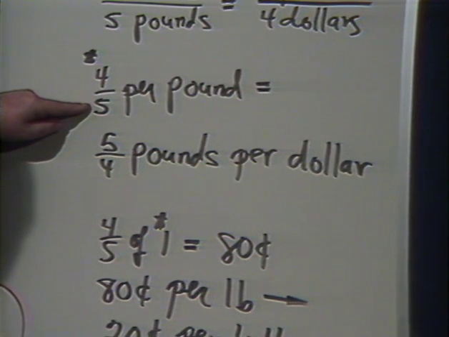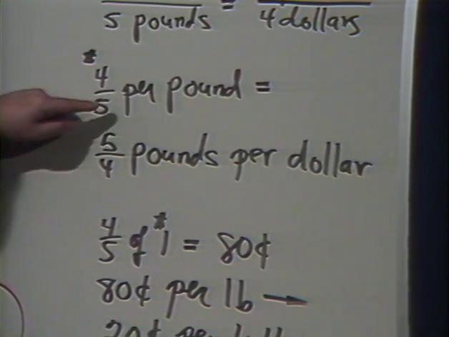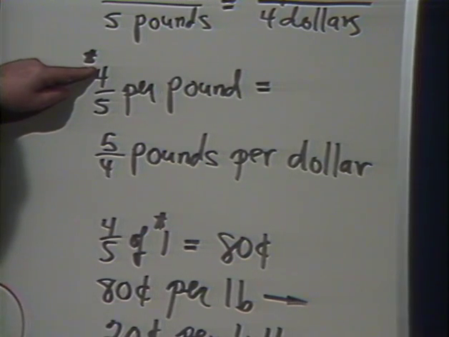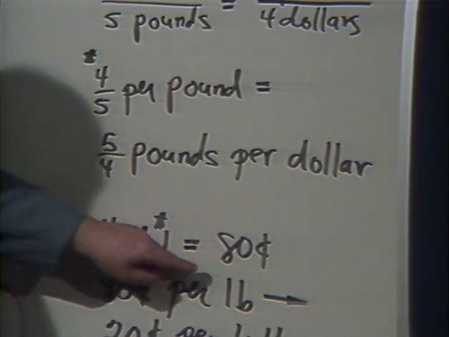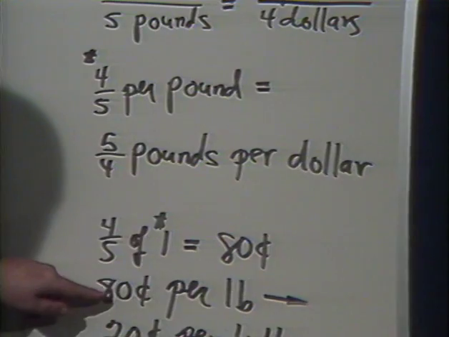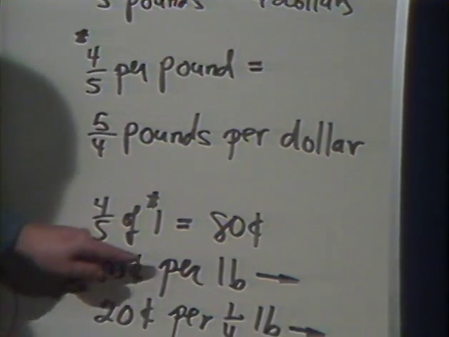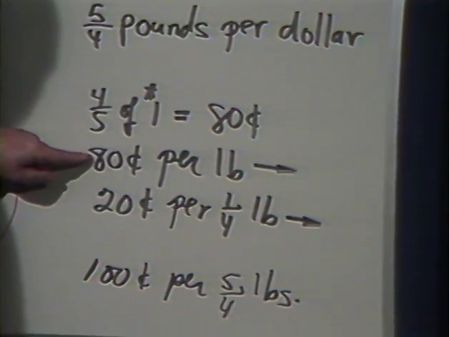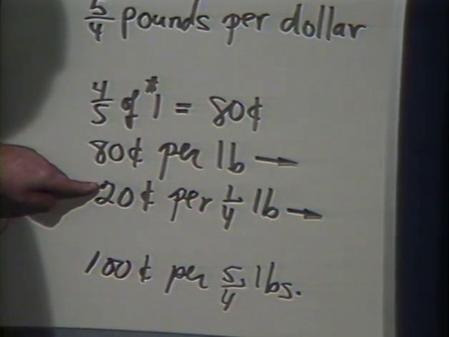4/5 of a dollar. You see, a dollar is 100 cents. 100 divided by 5 is 20. 20 times 4 is 80. So 4/5 of a dollar is 80 cents. So it's 80 cents per pound. If it's 80 cents for a pound, 1/4 of a pound costs 1/4 of 80 cents, which is 20 cents.